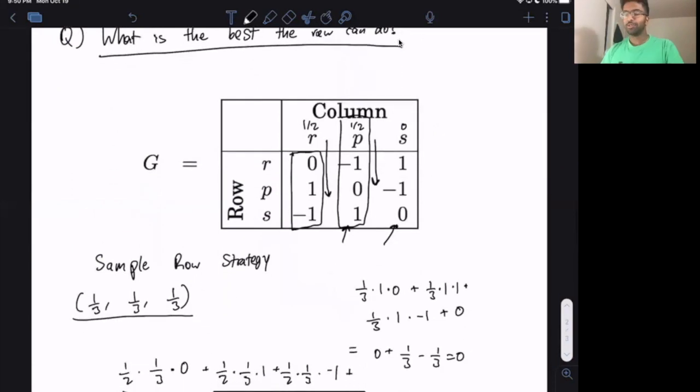The best they can do is expect 0 winnings, right? Because no matter what row does, or no matter what column does, the other player can just play completely random, and the expected payoff is just going to be 0. So the whole strategy behind rock, paper, scissors is just to play completely randomly. And that's the best you can expect to do.